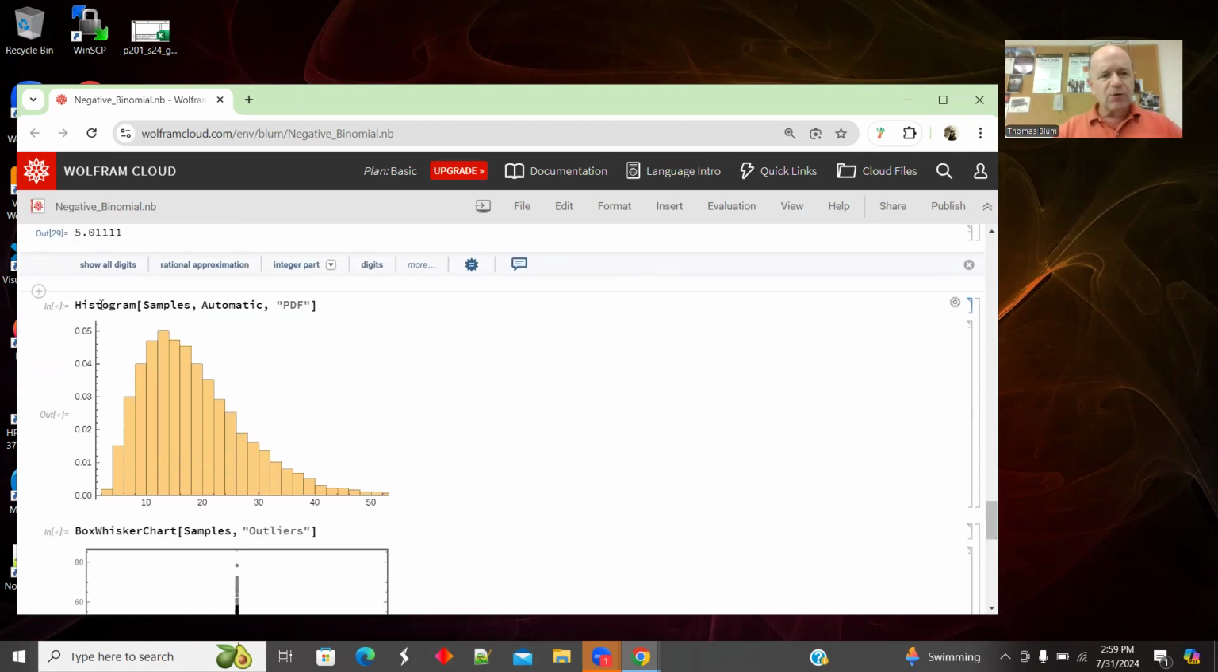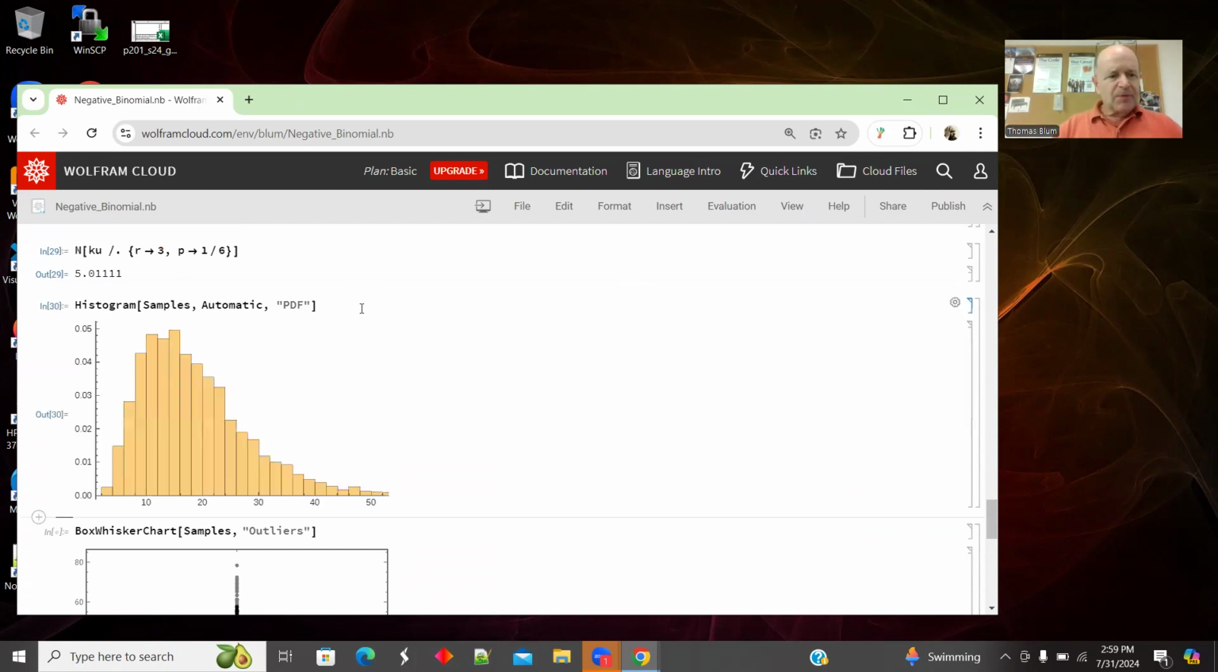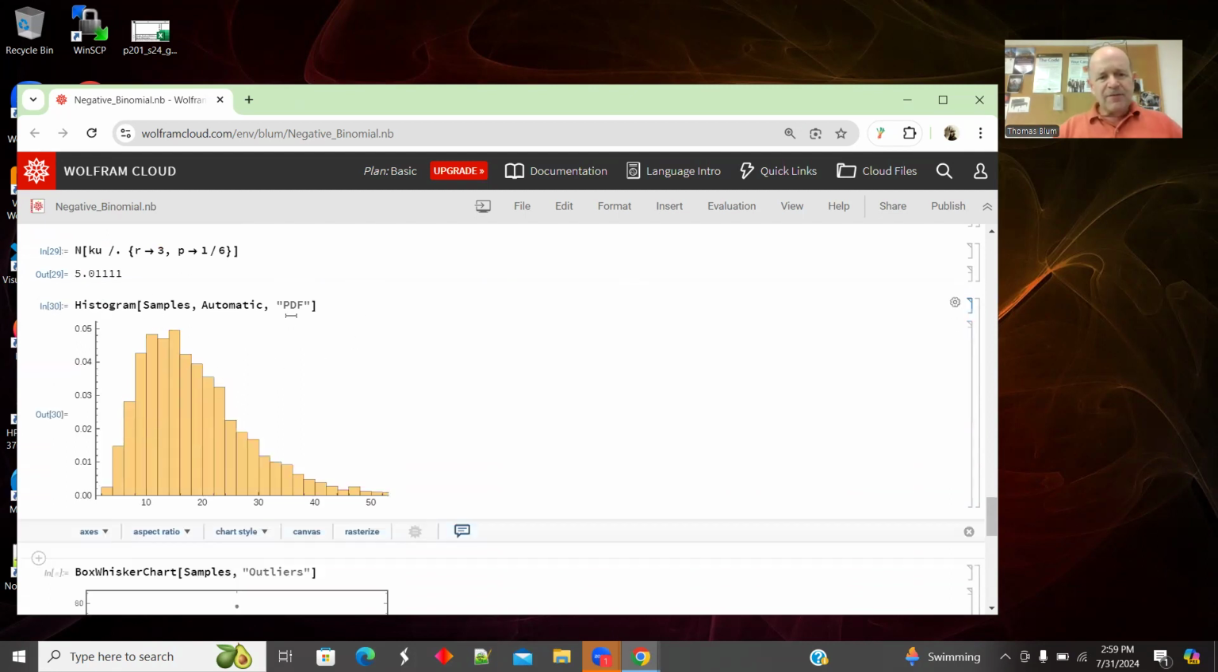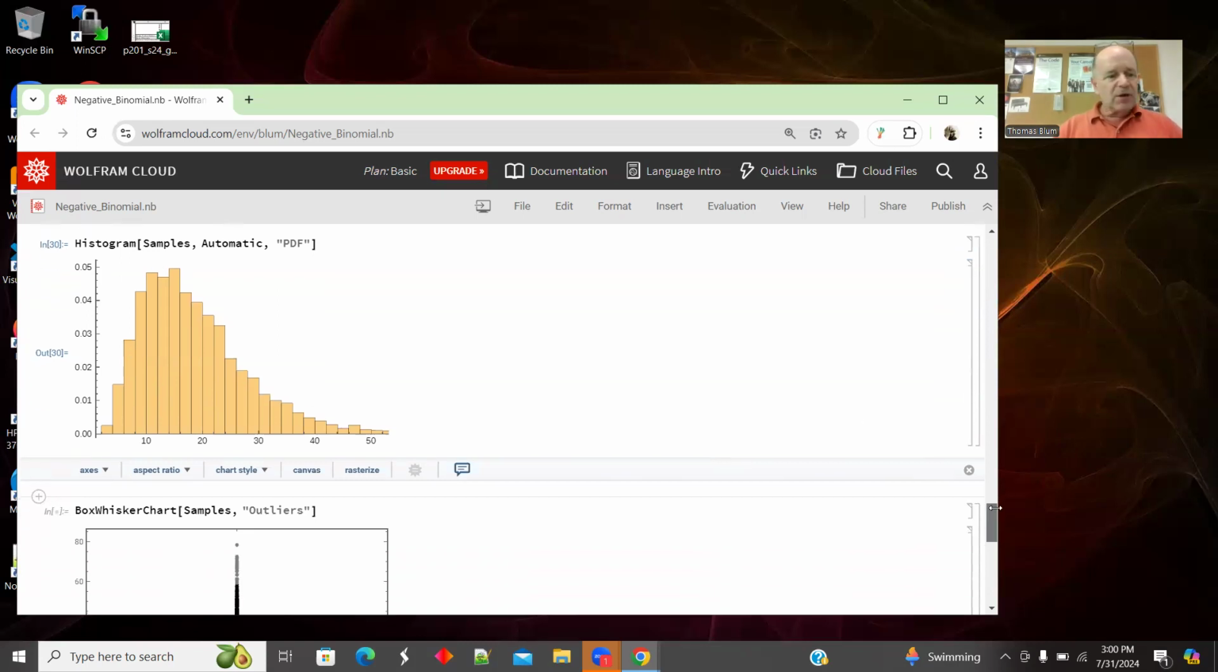Okay, I decided I would make a histogram of the simulation in the PDF style of the histogram. So the PDF scales it both vertically and horizontally so that it's not dependent on bin width, and it's not dependent too much on the number of samples. So this is the nicest version of the histogram for comparing to a mathematical function you wanted to compare it to.